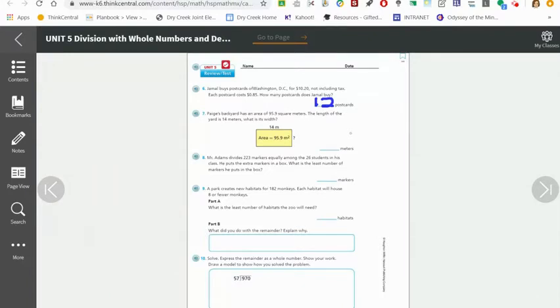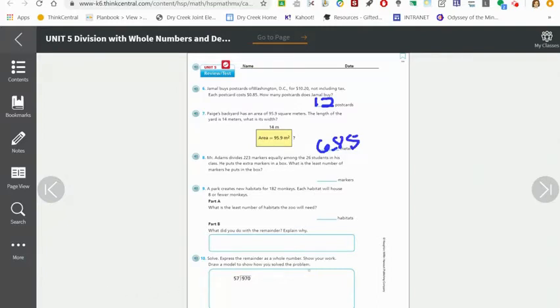The length of the yard is 14 meters. What is the width? I have the total because they give me the area, so I know that's got to be division. If I divide 95.9 by 14, I'm going to get 6.85 meters.